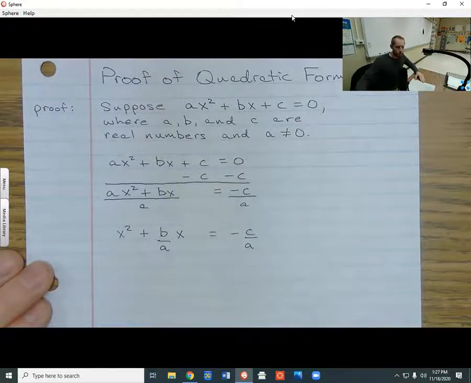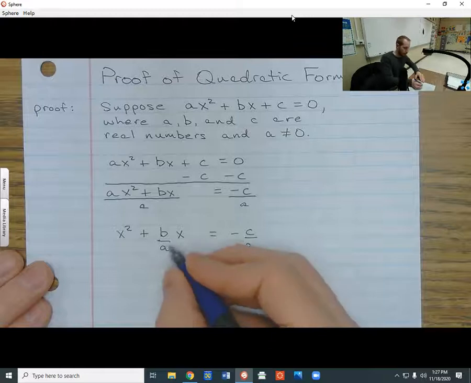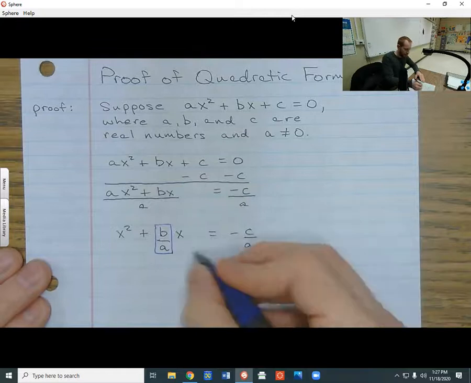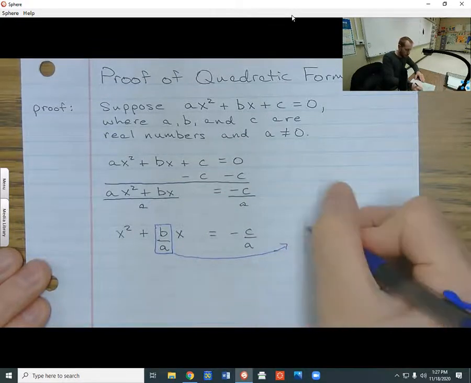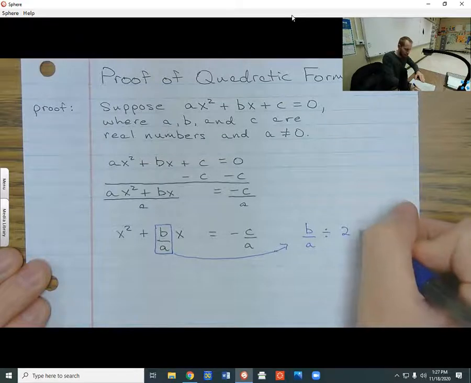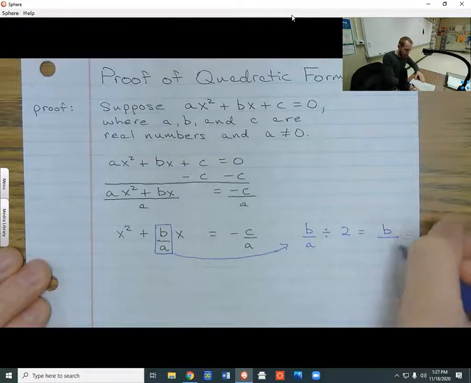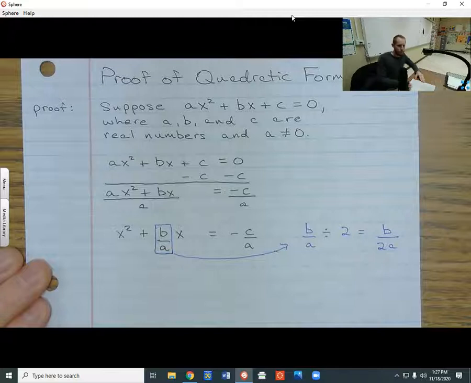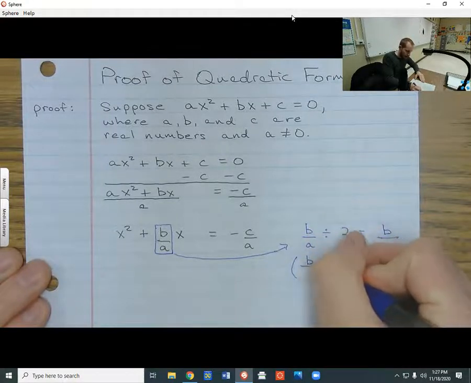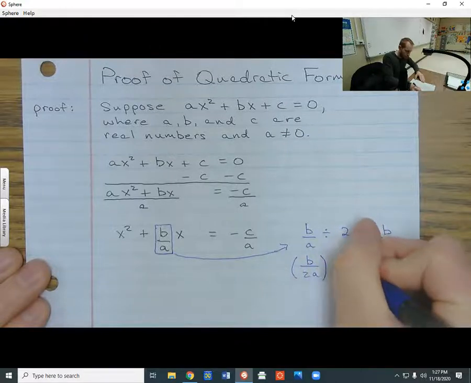Completing the square is the part where you take the linear term, you take the coefficient out in front, and you divide by 2. So I'm going to bring this over here, and I'm going to divide it by 2. If I take this b over a and divide it by 2, I'm going to get b over 2a. And then after that, I'm going to square it. I'm going to square what I just got. So I'm going to take that b over 2a, and I'm going to square it.